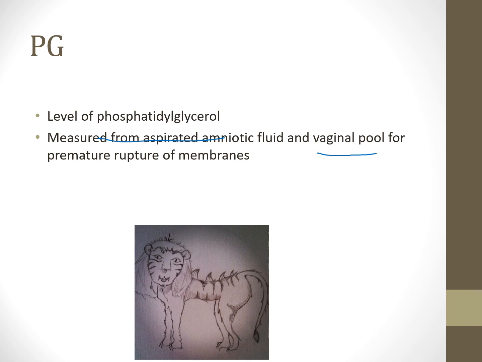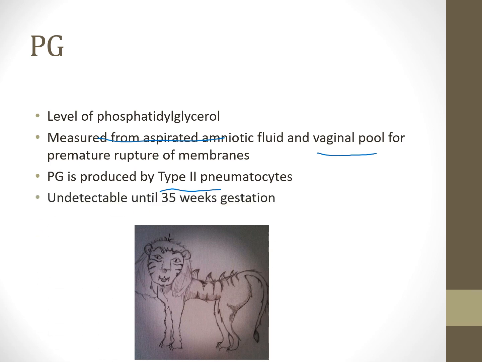There we could also get it from a vaginal pool, or I believe this one we can also get it from their stomach as well, like what we were talking about with the L/S ratio, from a gastric aspirate from the baby as well. It's produced by, hey, guess what? Your type 2 pneumocytes. Remember, they produce surfactant. It's unable to be detected until 35 weeks.